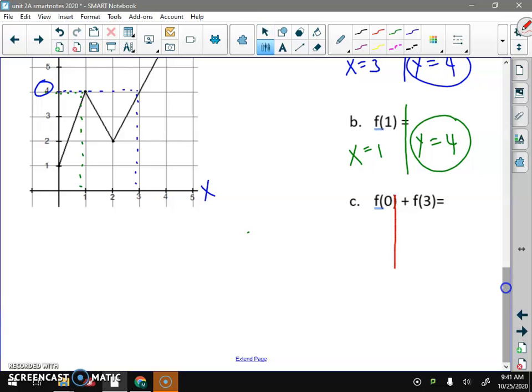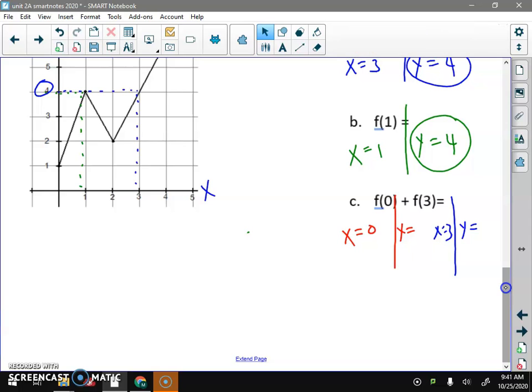f of 0, we'll draw the great wall, put a 0 there. What does y equal? f of 3, we'll draw the great wall. x equals 0, x equals 3. Let's do the red one first. When x is 0, you're over here. Go up till you get the graph. What is it? y equals 1. Circling it, because I'm going to need it in a minute to add.